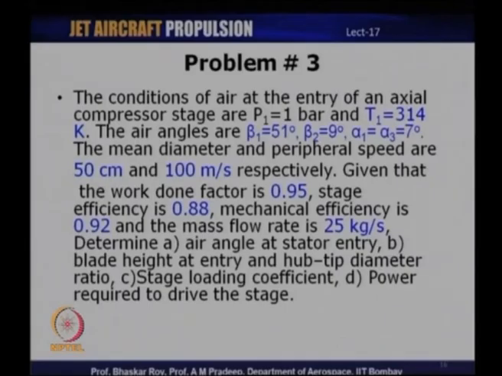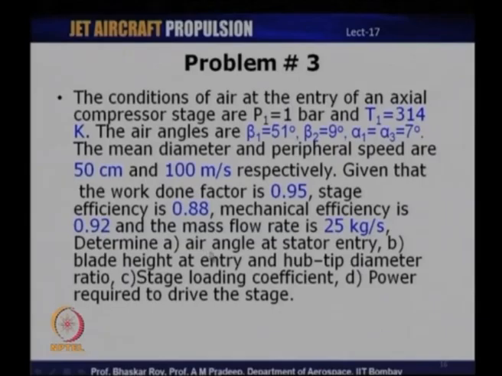Now, we have the third problem for today, that is again on an axial compressor, and we have some of the parameters at the inlet specified. The conditions at the entry of an axial compressor stage are P1 is 1 bar and T1 is 314 Kelvin. The angles specified for this particular rotor are beta 1 is 51 degrees, beta 2 is 9 degrees, alpha 1 and alpha 3 are equal to 7 degrees. The mean diameter and the peripheral speed are 50 centimeters and 100 meters per second respectively. Given that the work done factor is 0.95, the stage efficiency is 0.88 and the mechanical efficiency is 0.92. The mass flow rate is 25 kg per second.